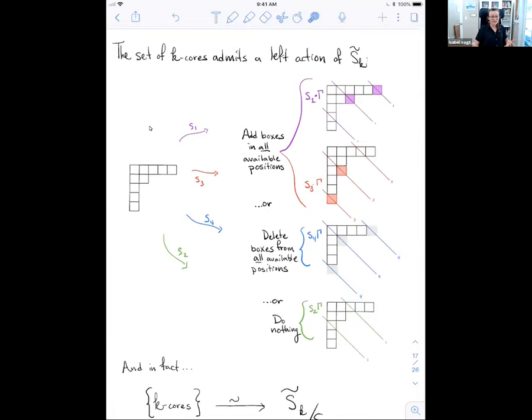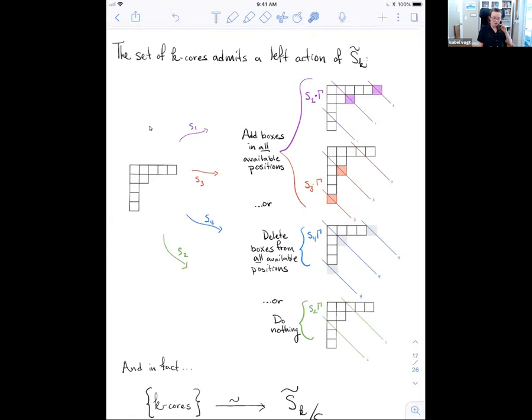So acting by S1 on this tableau on the left adds a box in every residue class in which it's possible to add one. So it's possible to add one here and here, but not here. And otherwise, if it's not possible to add one, but it's possible to delete one, you delete every box in that residue class that's possible to delete. And if you can neither add nor delete, then you do nothing. And the fact that these aren't mixed up, the fact that you can't both add boxes and delete boxes, comes from this K-convexity property. So that defines this action.